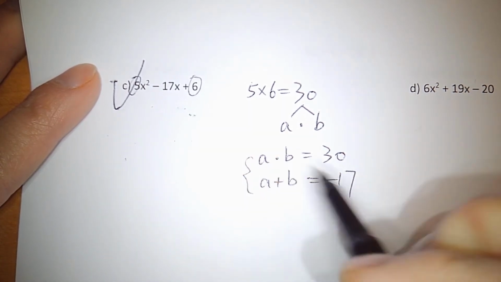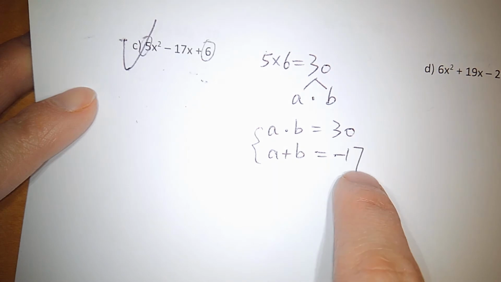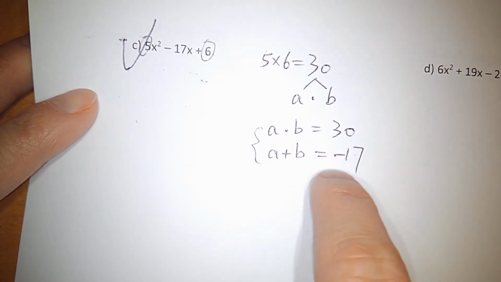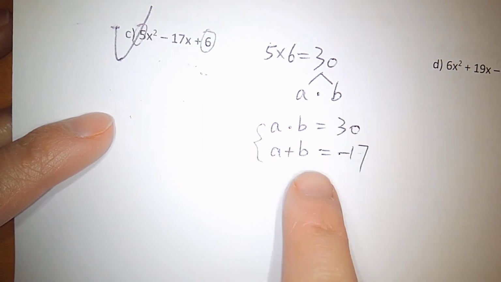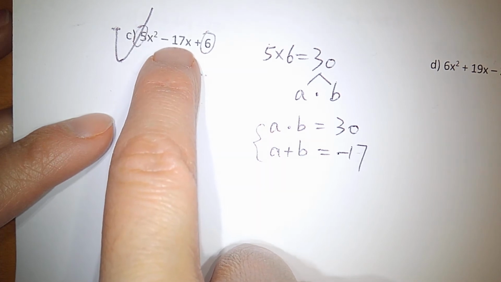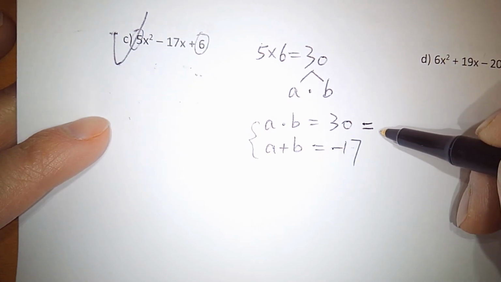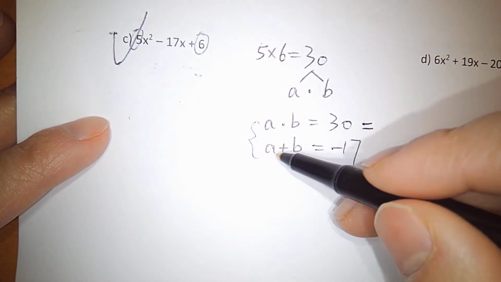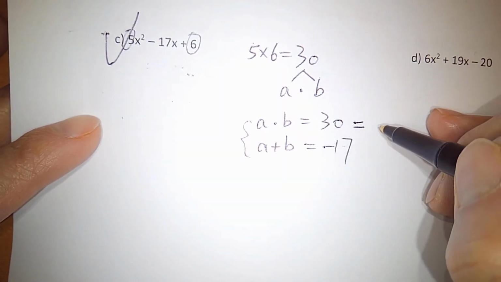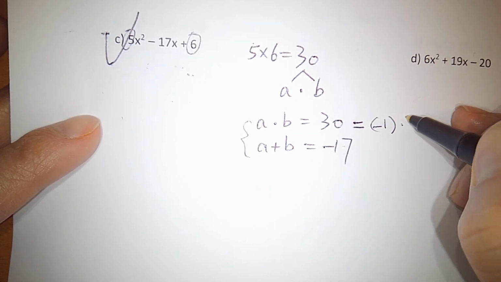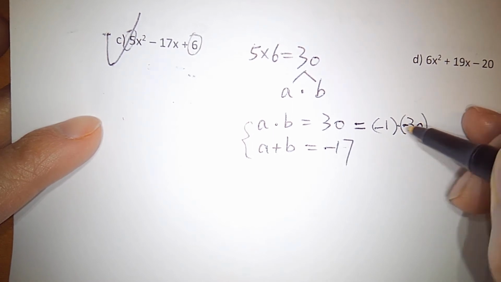So we want to find lowercase a and b. We'll factor 30 such that the sum equals negative 17. What kind of a and b satisfy these two equations? 30 is positive, negative 17 is negative. So when we factor 30, we have to factor it as two negative factors, because the sum of a and b must equal negative 17. So positive 30 can be factored as negative 1 times negative 30. Does it work? Does the sum equal negative 17?